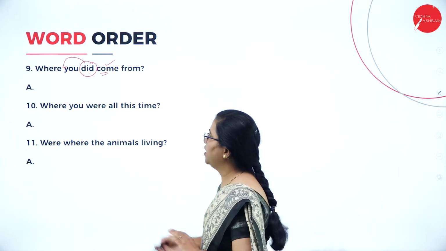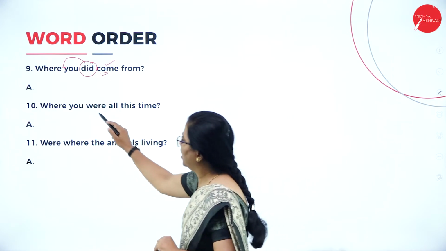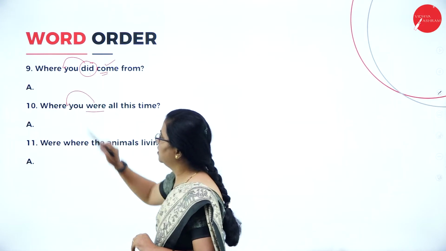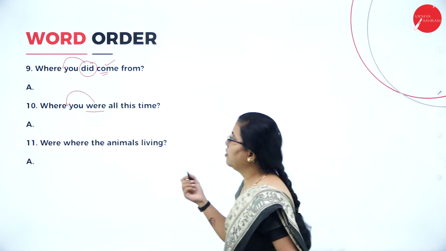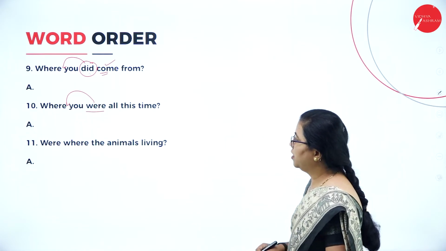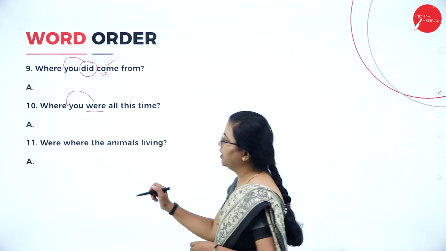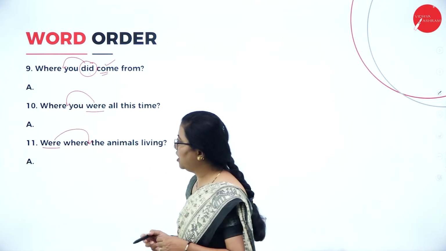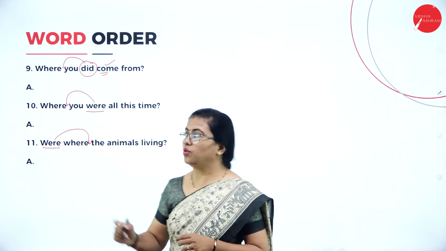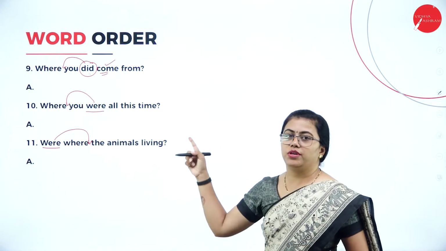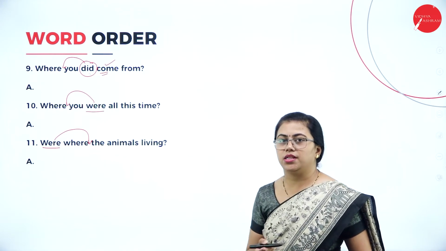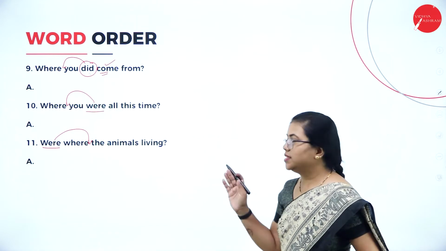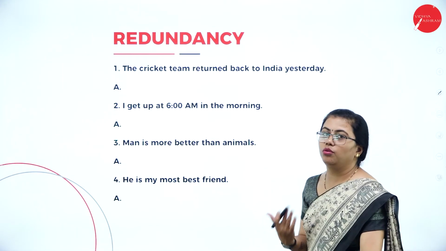Okay, so next, where were you all this time? Again, the auxiliary verb we will put in the beginning. Where were the animals living? Again, here the auxiliary verb is put in the beginning. Please place it after the questioning word. Okay, you can see all the examples have the questioning word first and then the auxiliary verb. So this is how you make sentences into questions.